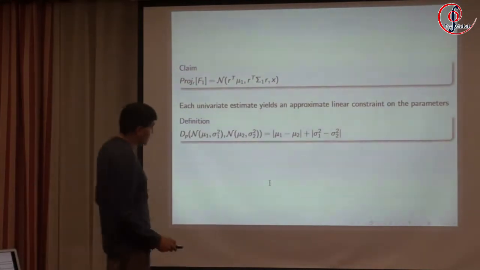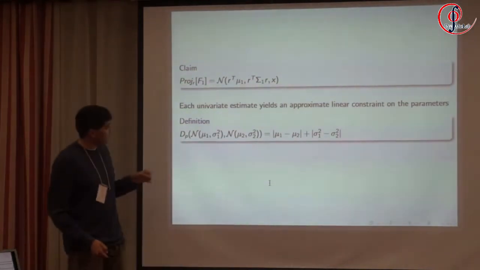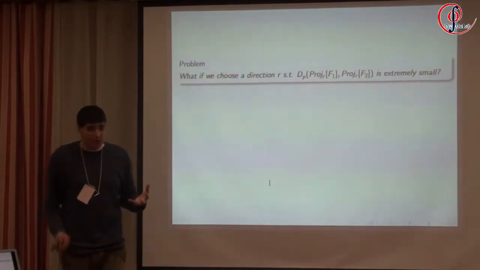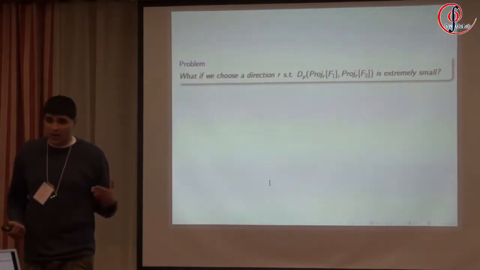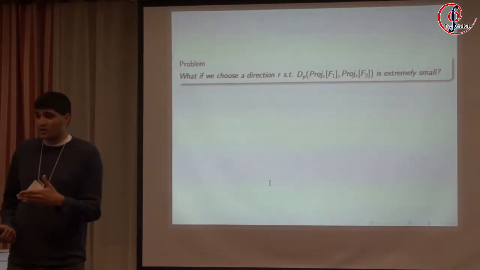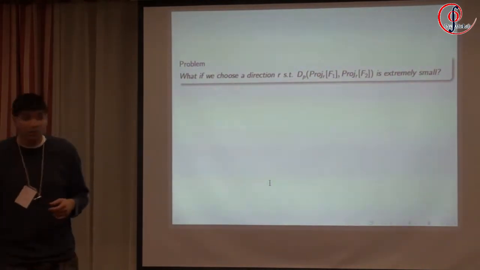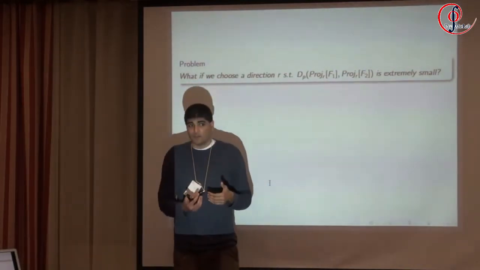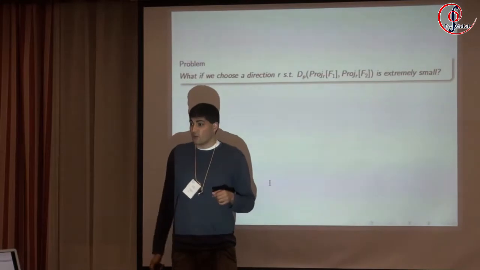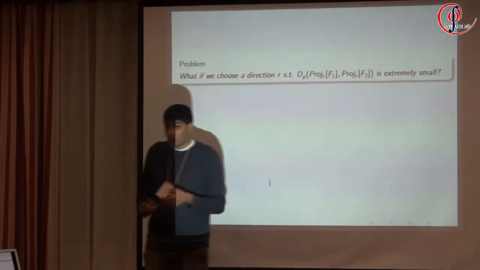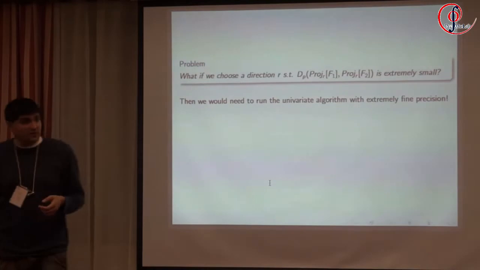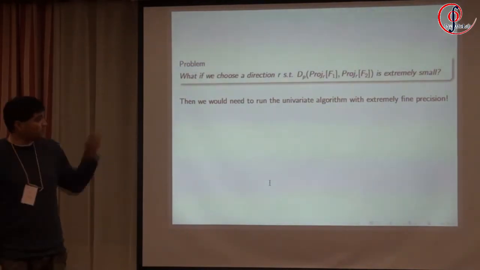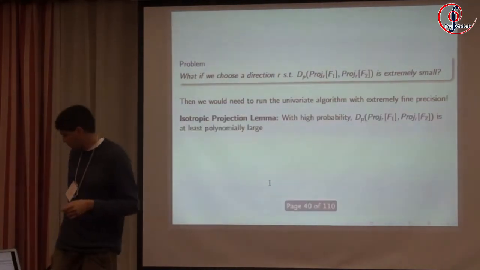So now we're actually going to encounter our first problem. So I'll use dp to denote the parameter distance between two different Gaussians. And the first issue is that if our goal is to try and project this mixture of two Gaussians onto different directions and run a univariate learning algorithm, what happens if accidentally when we project it, the two components look very, very similar? So their parameter distance is very small. This would be a very serious issue because then we'd have to run our algorithm with extremely fine precision to see the difference between these two components.